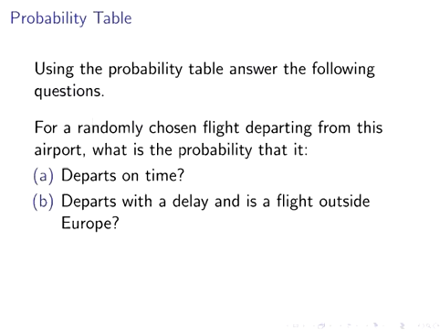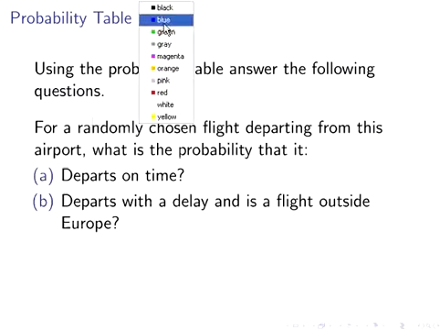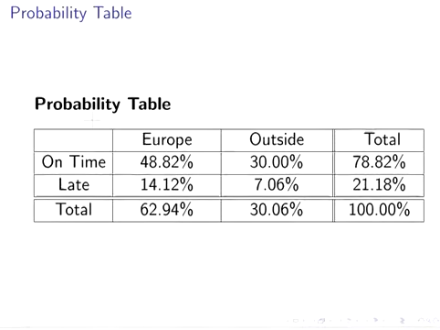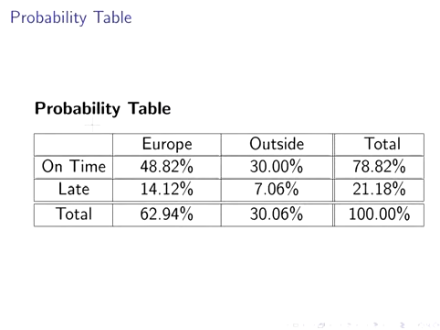For a randomly chosen flight departing from this airport, what is the probability that it departs on time? And what is the probability that it departs with a delay and is a flight outside Europe? An important point to start off with: this is an and question. That's an important distinction for later on. Is it and, or is it or?